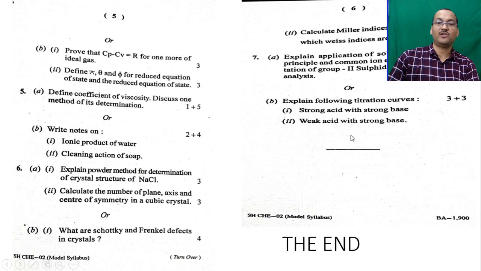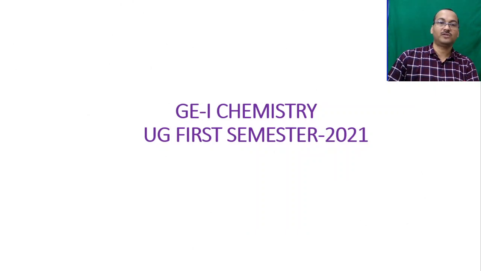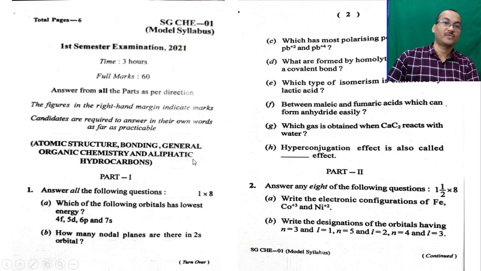So this is all about the paper 2 for CC2 for chemistry honors students. Now we will move to the GE chemistry question, CC-1 paper for UG first semester, and this question was for 2021.